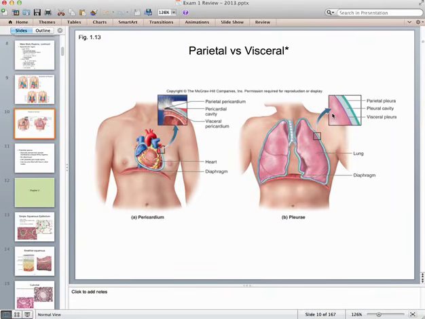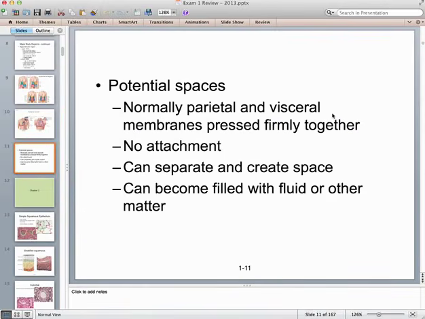And then kind of ending the chapter, you're going to want to know parietal versus visceral, and then what is in between those, and finally, related to those, understand what potential spaces are and where they may exist that we've talked about in the body. That's a really quick run through of chapter 1. But again, it's things that keep popping up over and over again as far as terminology and etc.